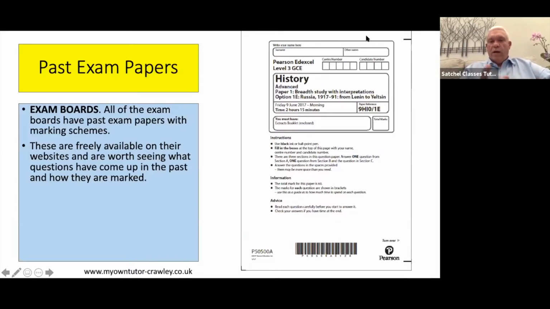So if you go on to looking at past papers, it's good practice to use them. Look at the marking scheme of what is expected in an answer, what an examiner would use, and also then look at the examiner's report. It's really well worth looking at that. Okay.